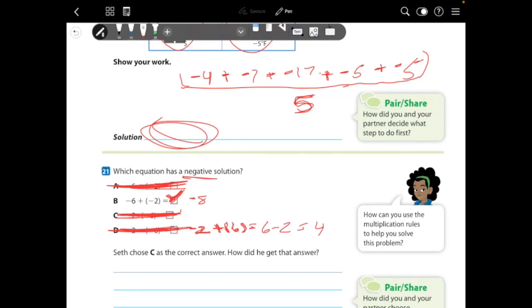So B. So Seth chose C as the correct answer. How did he get that answer? Let's take a moment to look at C. Well, Seth got that answer because he didn't know the rules. And the rules are important in math. Seth thought that a negative times a negative equaled a negative. And that's not true, because we know a negative times a negative equals a positive.